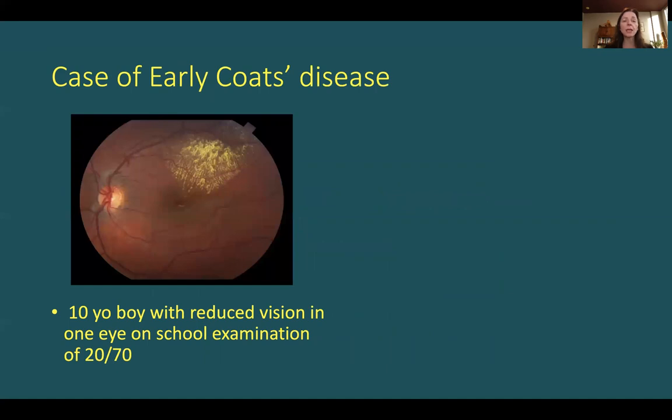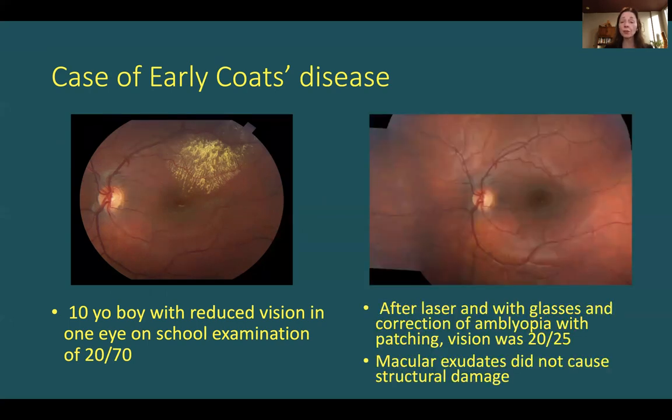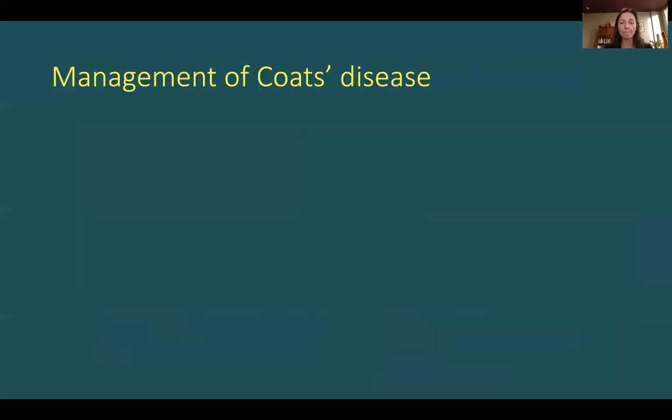Now I'm going to show you a case of early Coats disease in which the treatment was done before the macular exudates caused a problem. And this was a 10-year-old boy who failed a school examination because of 20/70 vision in the left eye. After successful treatment of Coats disease, his vision didn't improve initially until he had glasses and correction of the poor vision loss with patching. So this was a situation in which Coats disease was discovered early just by happenstance because of a refractive error or a change in glasses that caused a reduced vision.